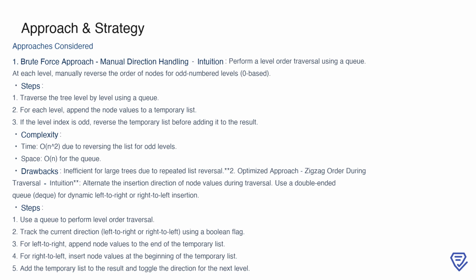To address these inefficiencies, we explored an optimized approach that eliminates the need for repeated list reversals during traversal. Instead of manually reversing lists, we adjust the insertion direction dynamically during the traversal using a double-ended queue, or deque. This approach is more efficient and avoids the performance bottlenecks of the brute force method.